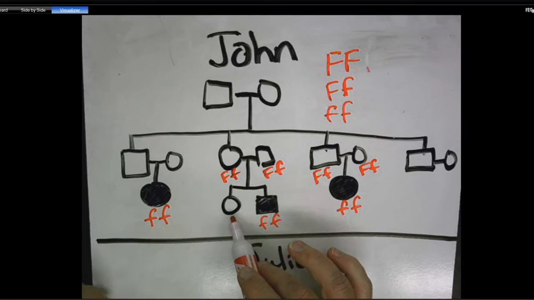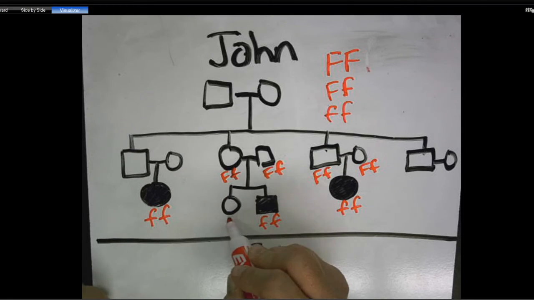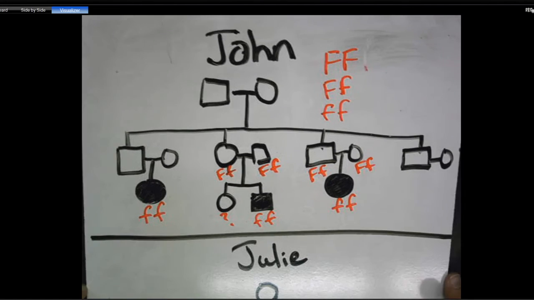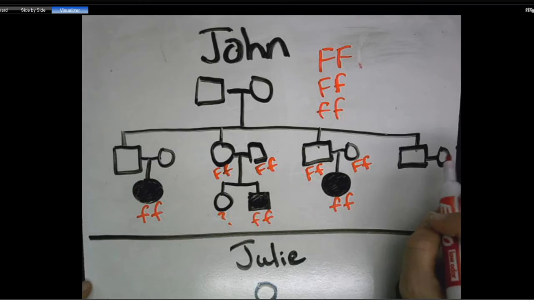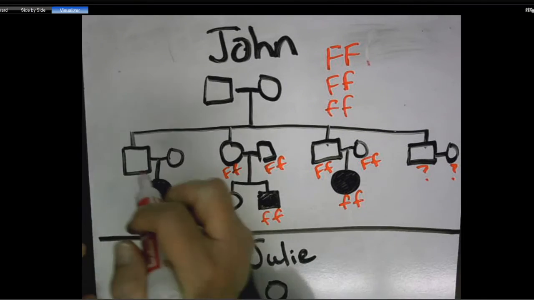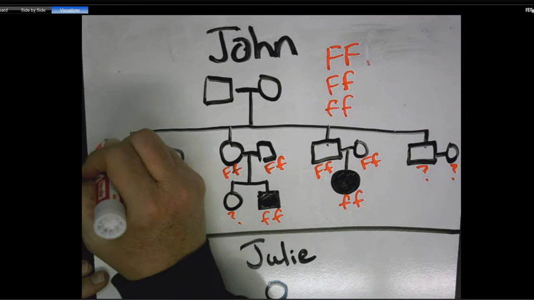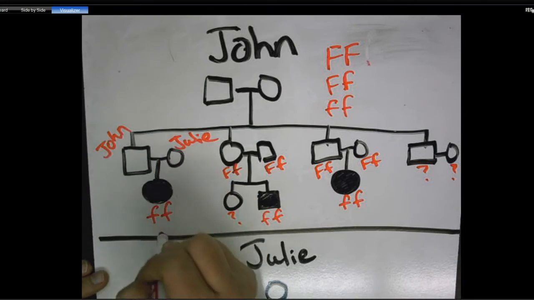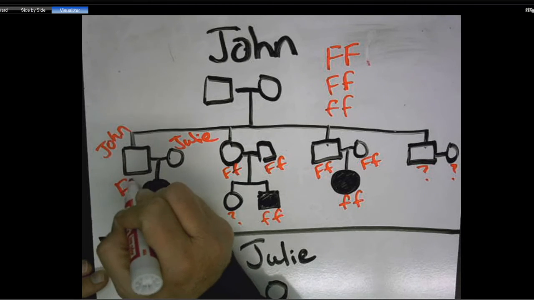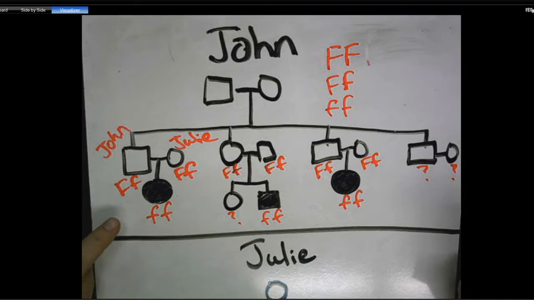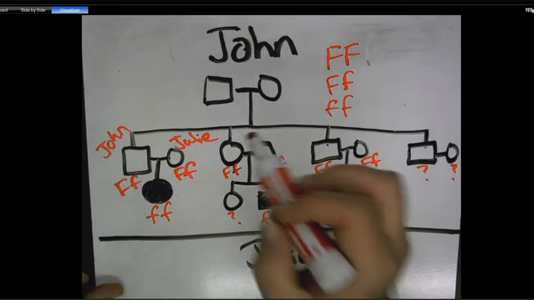Now this daughter doesn't have any, so we can't know her genotype. So we're going to give her a question mark. These brother and sister-in-law, we don't know because they don't have any children. But here, where we have John and Julie, who are our important ones, we know that they have to be heterozygous because they have an affected daughter. And the same here for the parents.